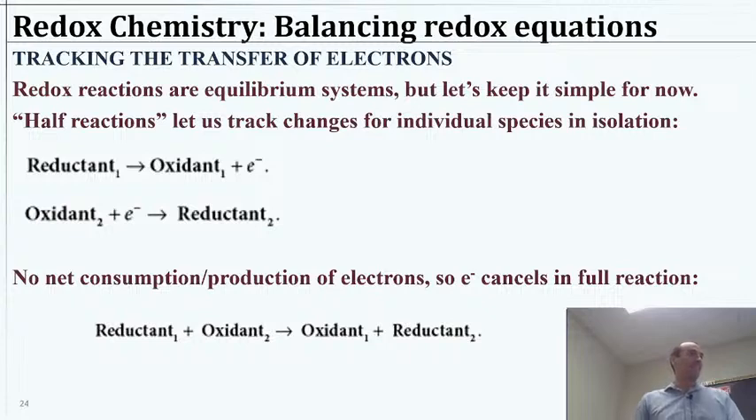Has that helped at all, or do you still have some questions? I think it would be correct to say a reductant is a reduced species because it's likely to reduce something else. Yeah. Okay. Anything else? Any other questions?